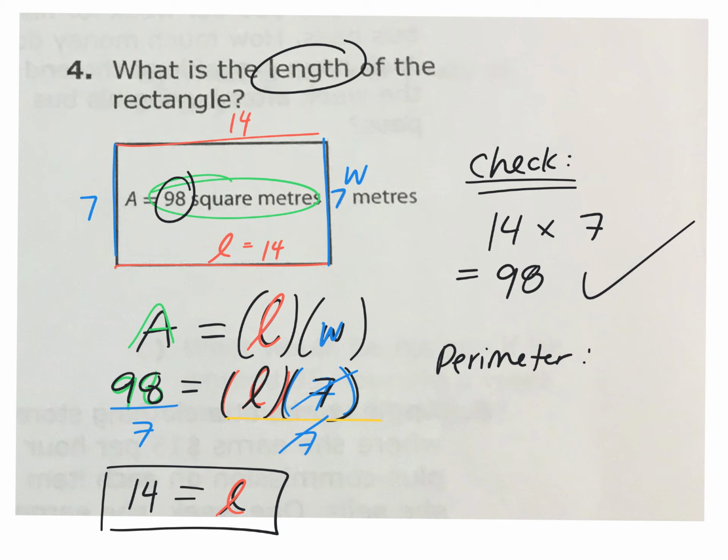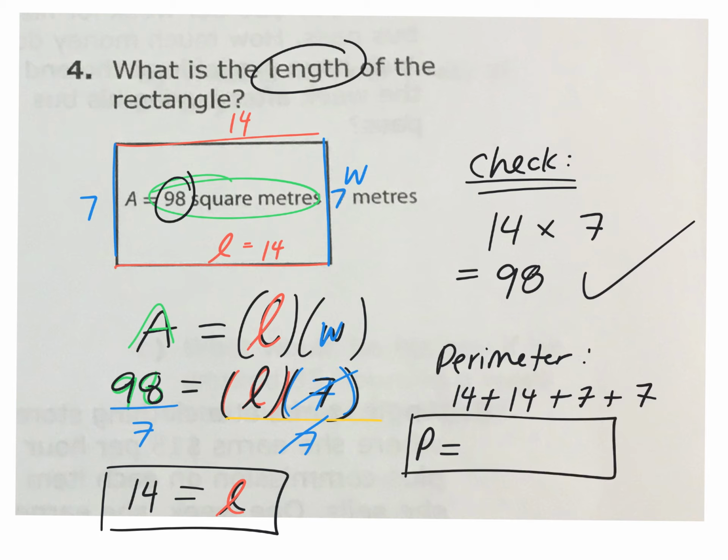That's not a question that you were given, but I'm adding it. What's the perimeter? We would do 14 plus 14 plus 7 plus 7. What's the actual perimeter equal to? It's 42. 42 meters.